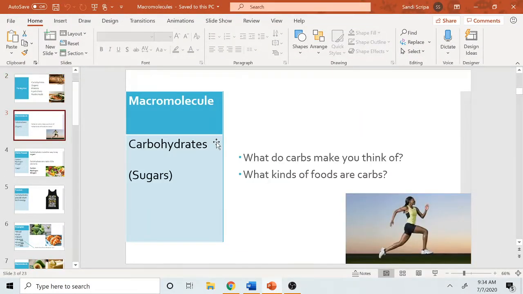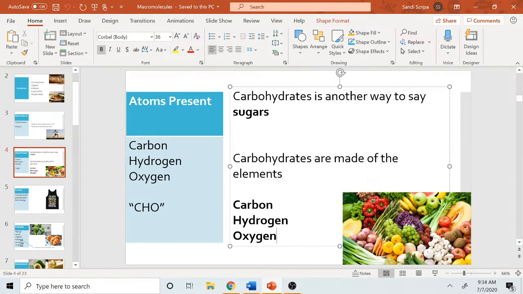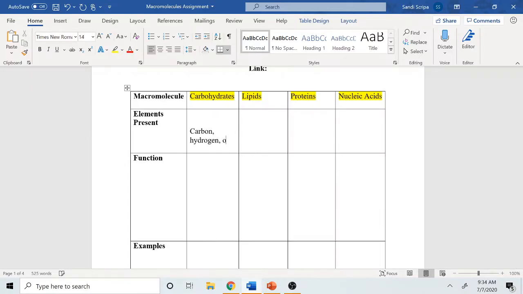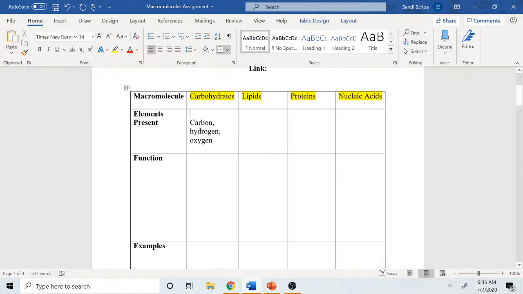All right, so when we're talking about carbohydrates, we're really just talking about sugar. All right, carbs or carbohydrates is just another fancy way of saying sugar. And when we're talking about elements that are in carbohydrates, it's carbon, hydrogen, and oxygen. And we're going to see those 3 elements come up a lot. So on our first row on our notes for elements, it's going to be carbon, hydrogen, and oxygen.